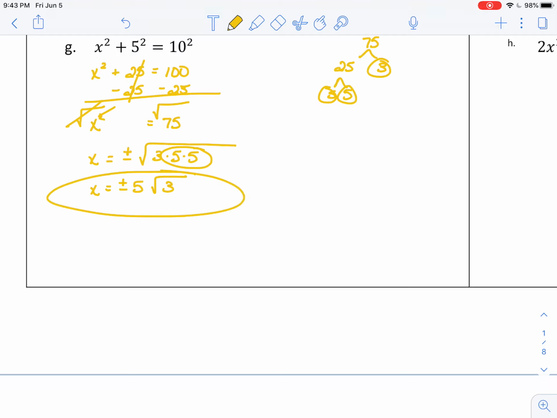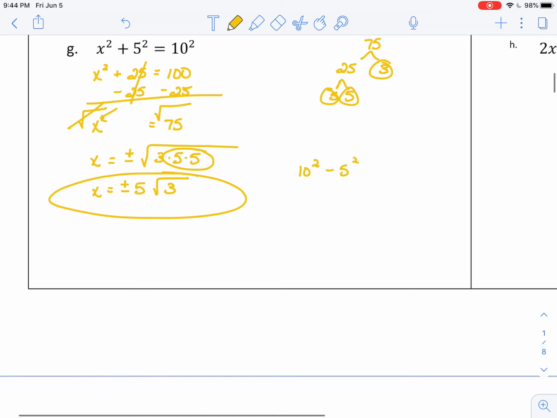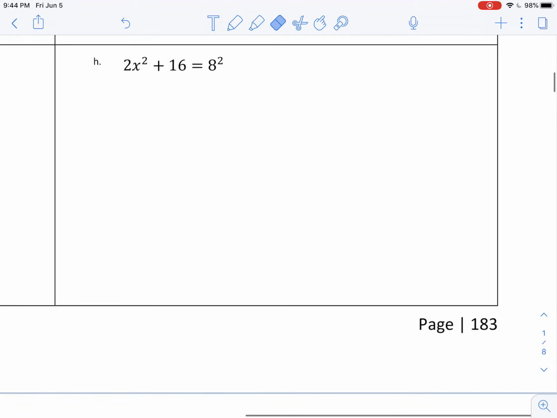So not really that different, just if you can simplify something, do that at the beginning to make your life easier. Otherwise, what you cannot do is 10 squared minus 5 squared and just say, oh, well 10 minus 5 is 5, so that equals 5 squared. 100 minus 25 is not going to equal 25, so do not do that. They're not like terms.